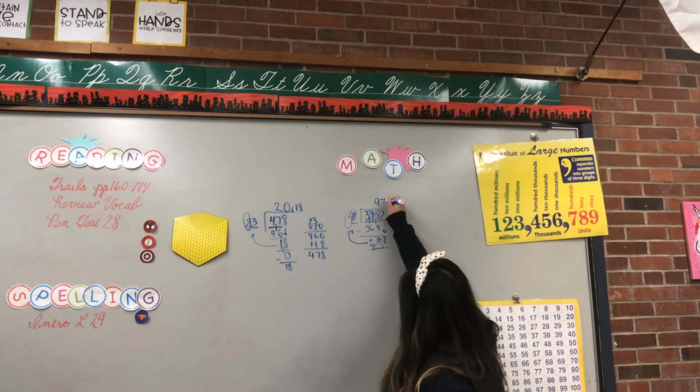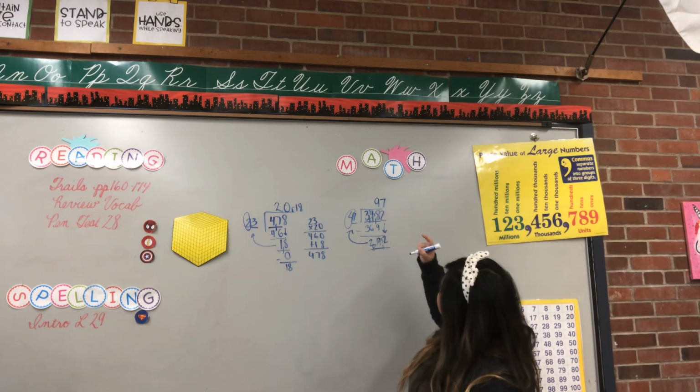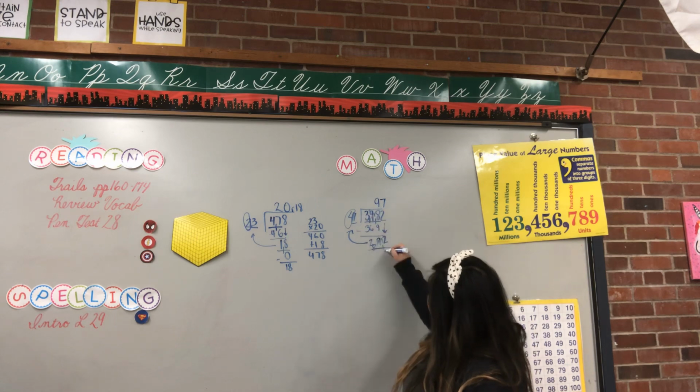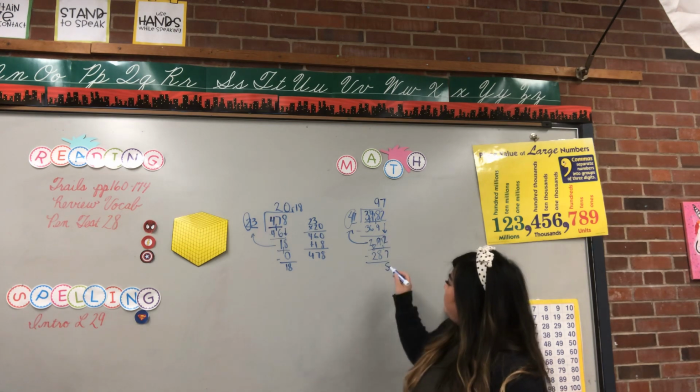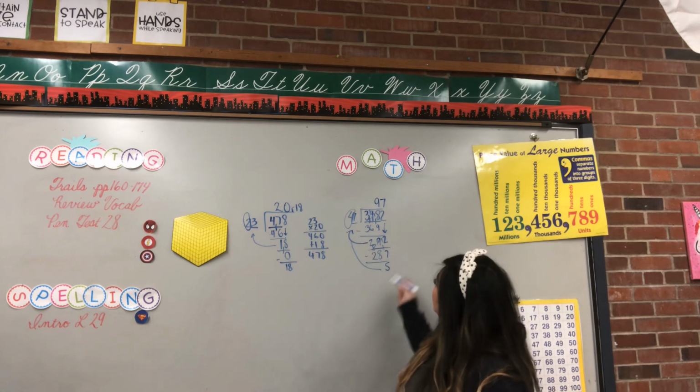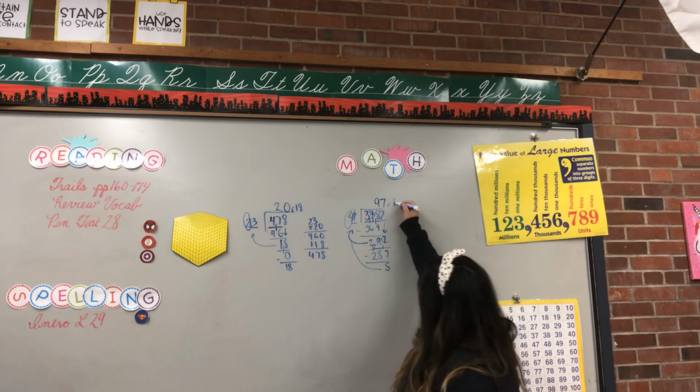4 goes into 29 7 times. 1 times 7 is 7. 4 times 7 is 28. Subtract, and now you get 12 minus 7 is 5, and 8 minus 8 is 0. 5 is less than 41, and it's 97, remainder 5.